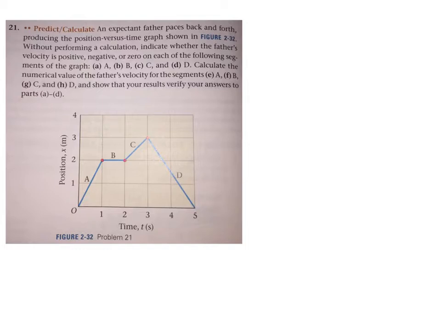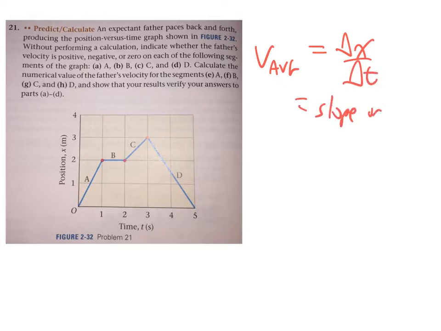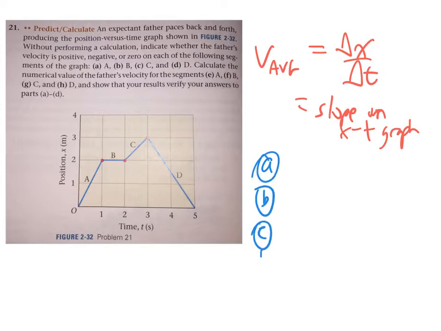So basically we want to come back to the idea that the velocity for a graph, the average velocity between two moments on a graph, is just always delta x over delta t, which means it's a slope on the xt graph. So really this is asking us which of these have plus or minus slopes. So segment A, B, C, or D.